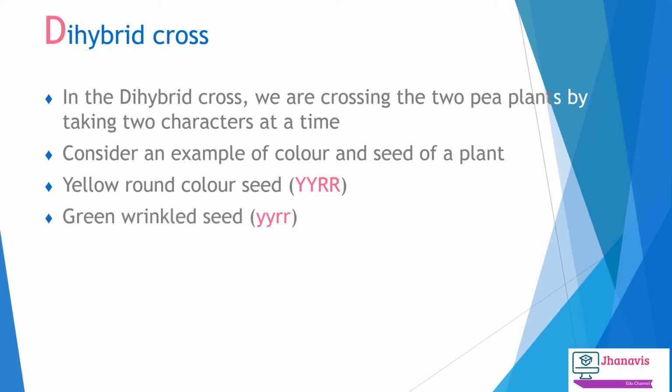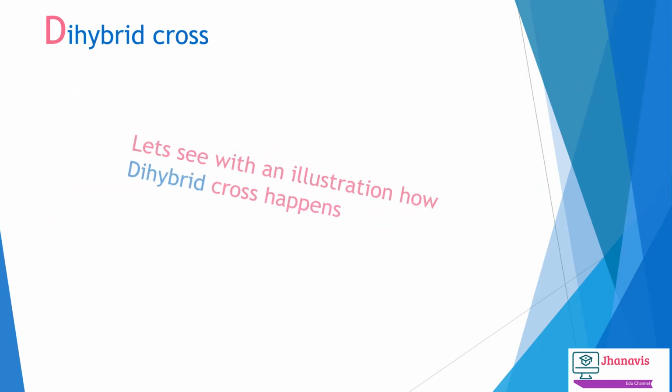I am taking two characters, namely the color and the shape of the seed, and we are crossing them with one another. In the first parent we are considering yellow color and round seed, whereas in the other parent we are considering green color and wrinkled seed. Let's see how a dihybrid cross will work.